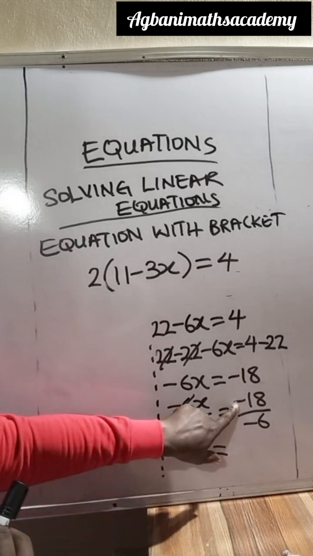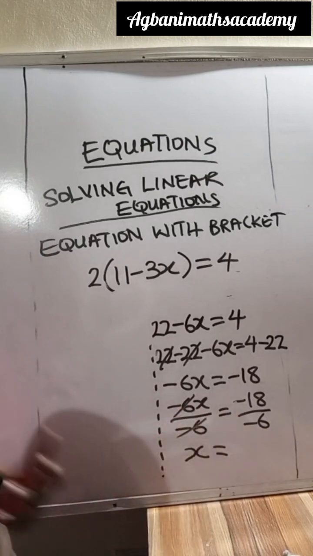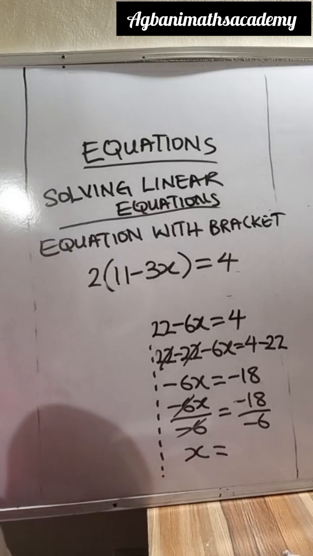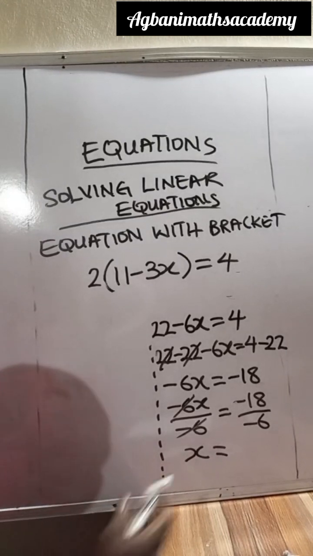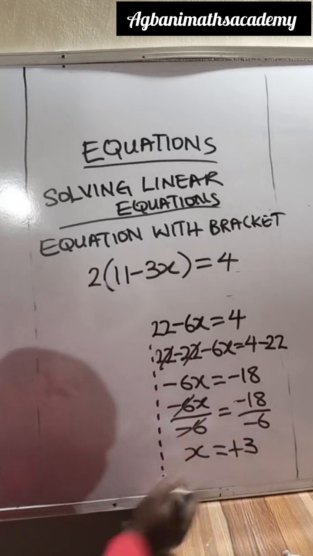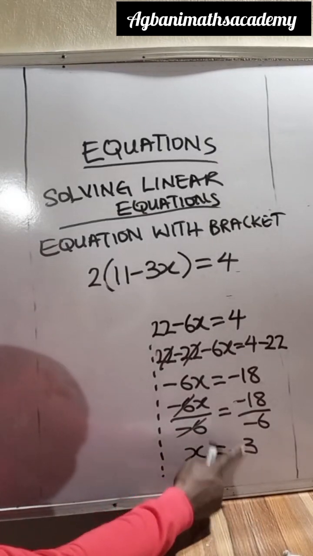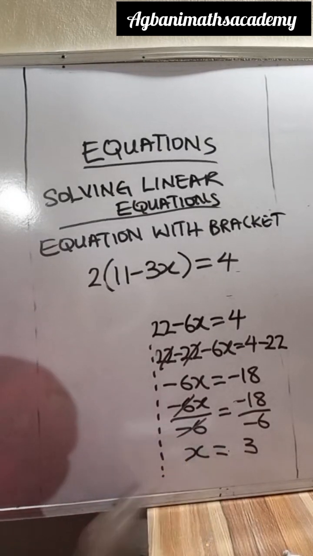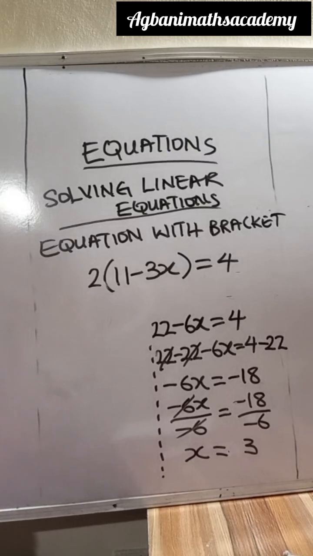Here the sign here is minus, here the sign is minus, that means they are the same. And since they are the same, your answer will be positive. So it's going to be a positive 3, plus 3. But since there is no number before 3, we can just write it as 3. So our answer will be x is equal to 3.